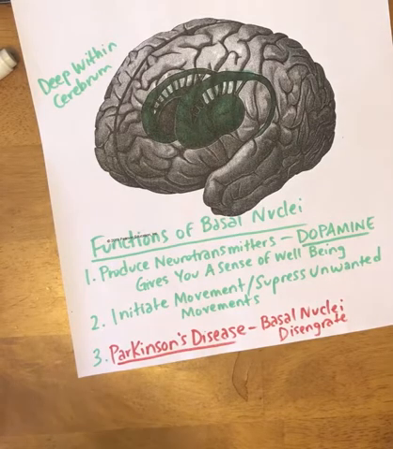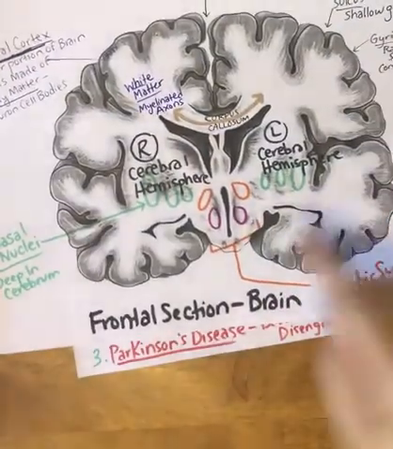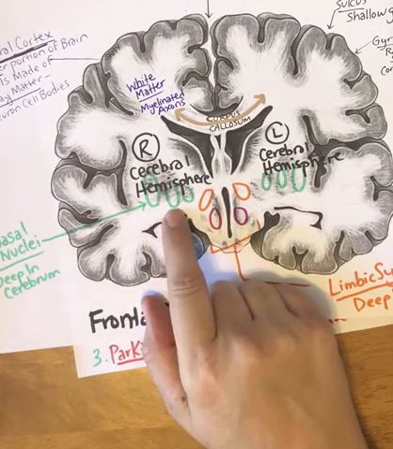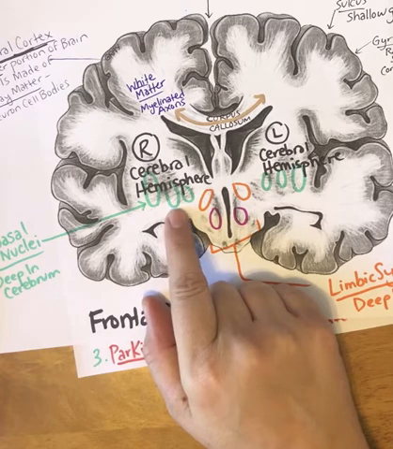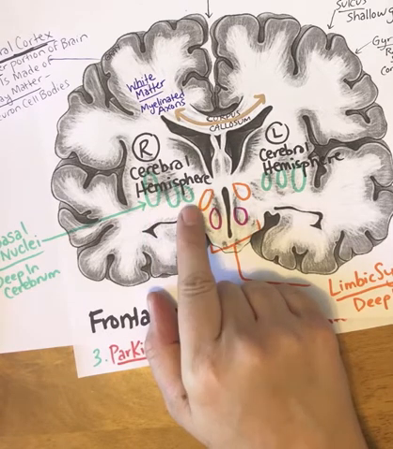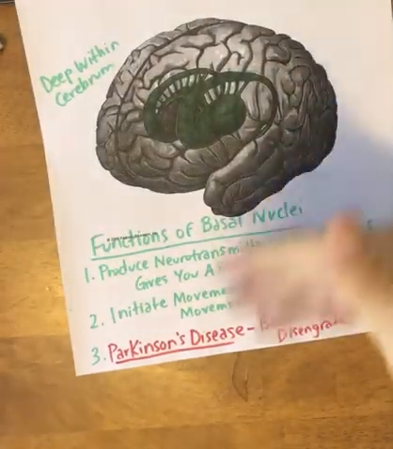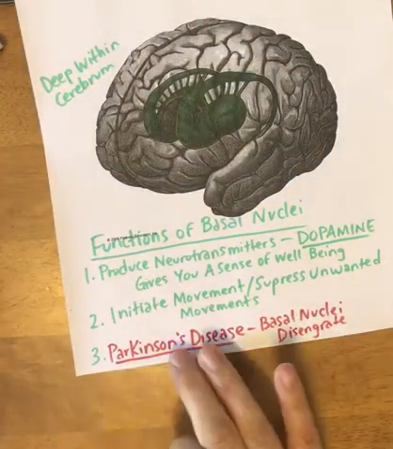So if we looked at the cross or the frontal section, there's 3 of them. They're called globus pallidus. You've got your caudate nucleus and your putamen. There's 3 of them. They're deep in the cerebrum. This is where they're located. This is their functions, and this is the disease of them.